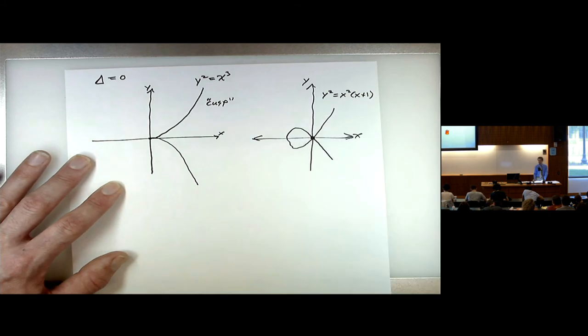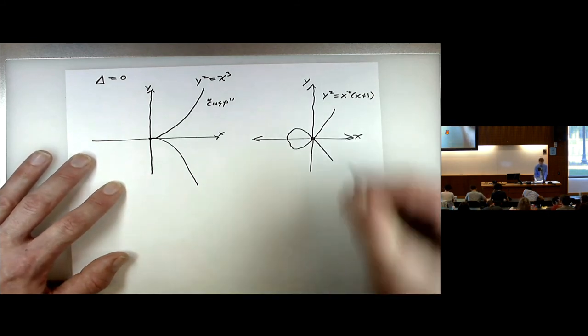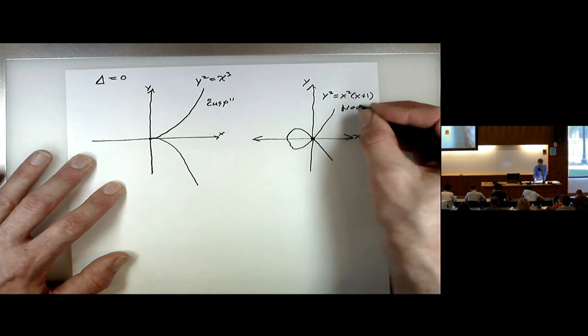So that's given by, say, that type of equation. And so this is an example of a node, or a tack node.